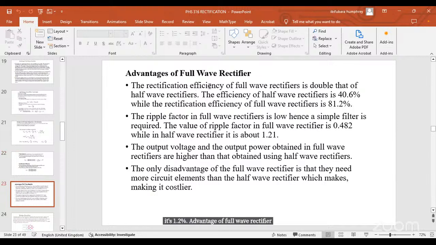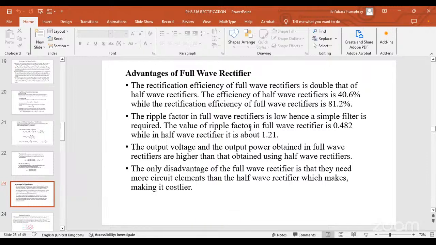The rectification efficiency of full wave rectifier is double that of half wave rectifier. The efficiency of half wave rectifier is 40.6%, while the full wave is 81.2%. The ripple in full wave rectifier is low, hence a simple filter is required. The value of the ripple factor in full wave rectifier is 0.482, while in half wave rectifier it is about 1.21.